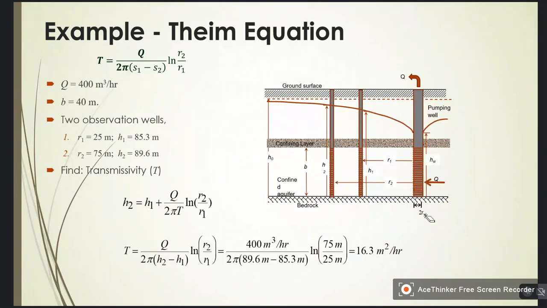Clarification. What clarification? Okay. So now the first observation well is located at a distance of R1 from the pumping well. Second observation well is located at a distance of R2 from the pumping well. See, you can have this R2 not in the same direction. You can also have, I will show you.